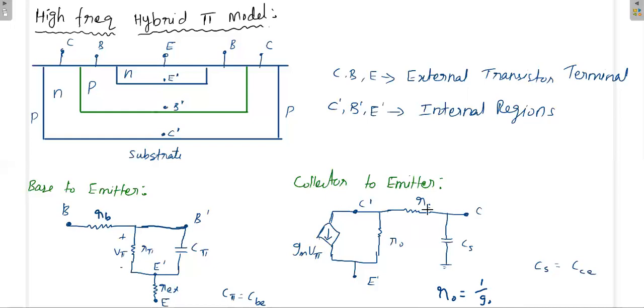There is another resistance forming between C dash and C, that is RC, and also a capacitance between the collector terminal and the substrate, that is CS.